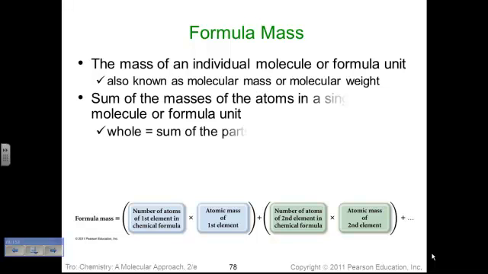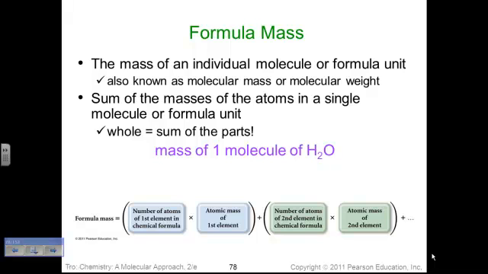The mass of an individual molecule or an individual formula unit, sometimes we hear it called molecular mass or molecular weight. This text tends to call it formula mass. Thinking about the sum of the individual atoms gives us something called an atomic mass unit. But when I take a whole bunch of these, called a mole unit, we can weigh out large quantities and measure with grams. The sum of the masses of all of the atoms in the single molecule or the single formula unit added together give us the entire weight of our compound.